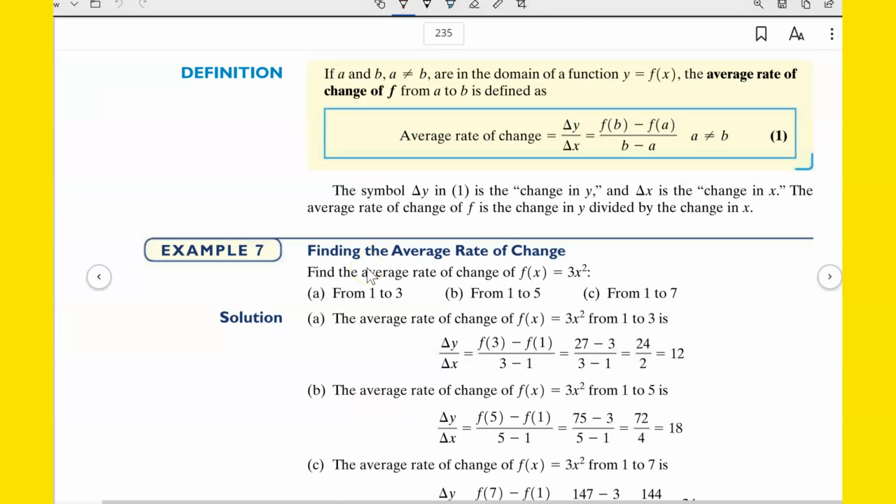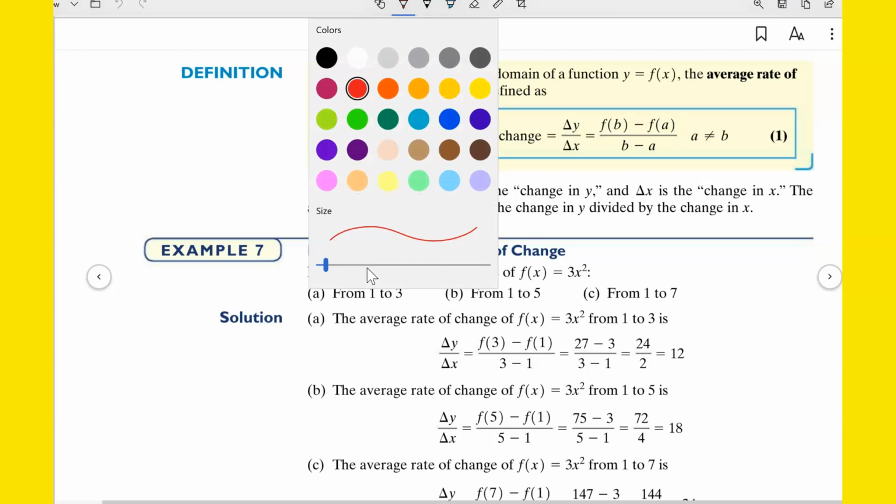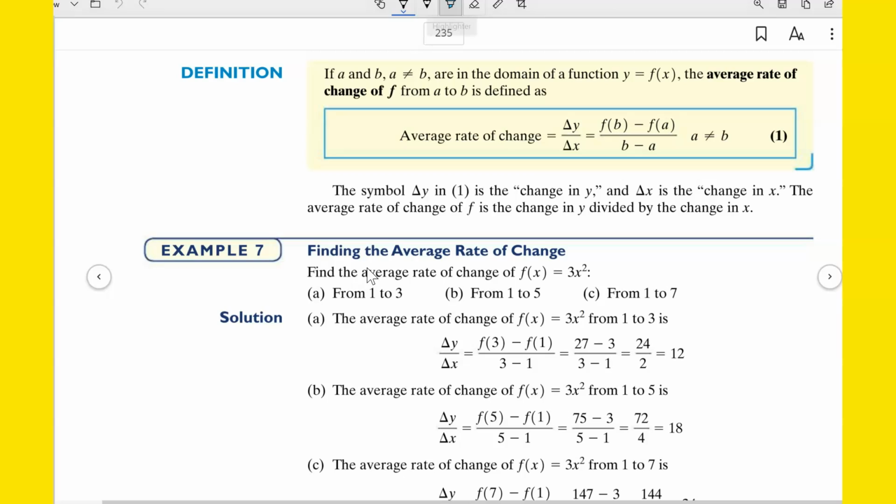All right, next concept will be the average rate of change. The average rate of change of f from A to B is defined this way. It's the change in y over the change in x. Now you've seen this before. You've seen an equation like this before. It just looked different.